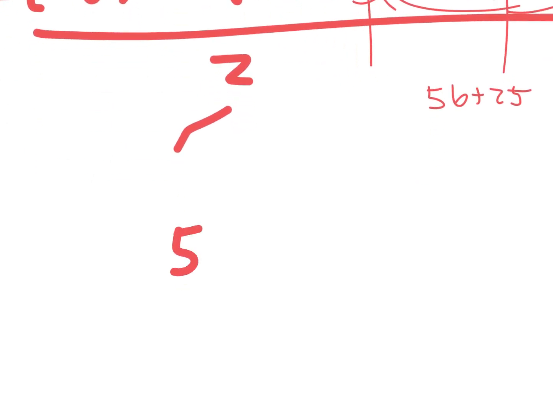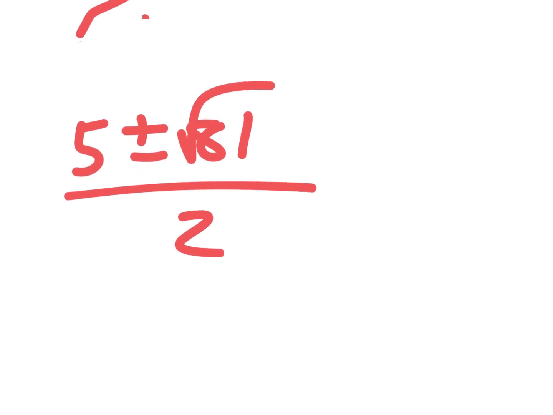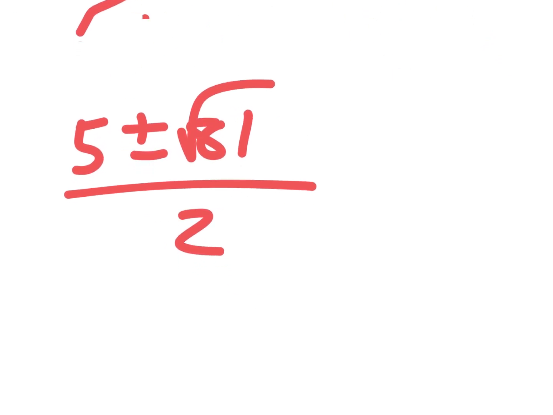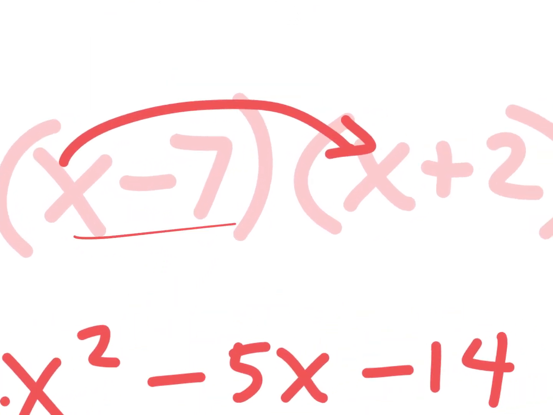5 plus and minus the square root of 81 all over 2. And what is the square root of 81? 9. So it worked out so nice. How did I know it was going to work out? Because I made it be factored in the first place. Let me show you what I mean. Remember this? Remember how it was in factored form?